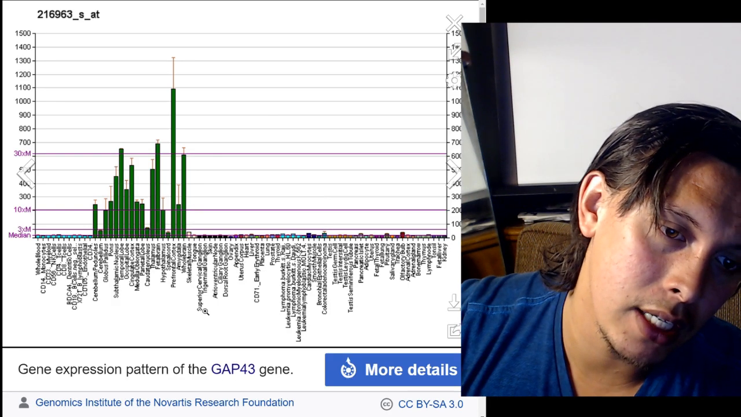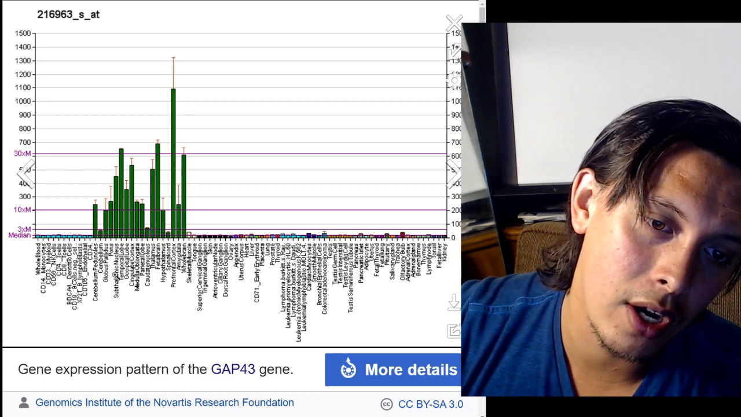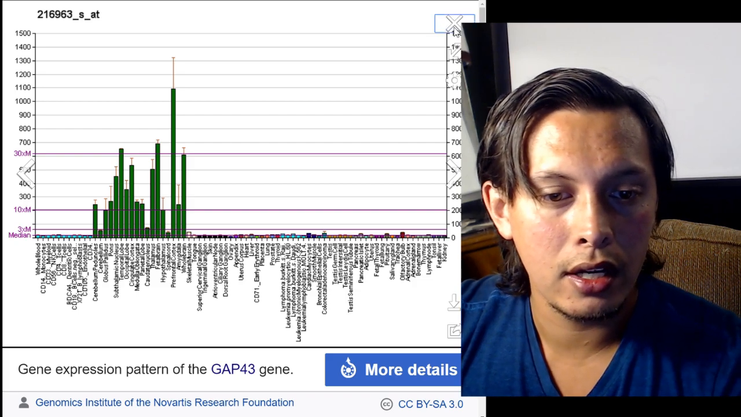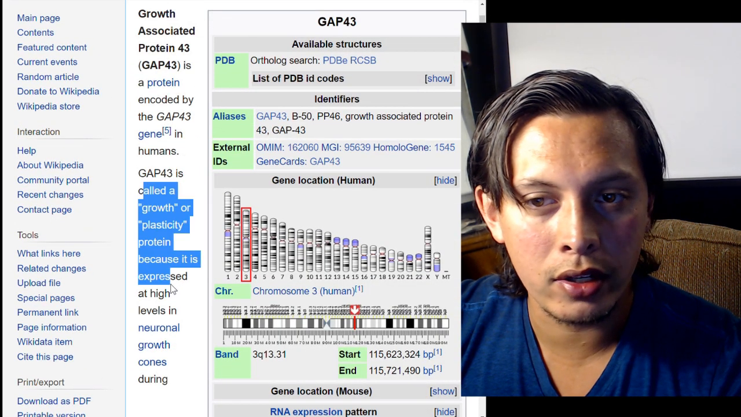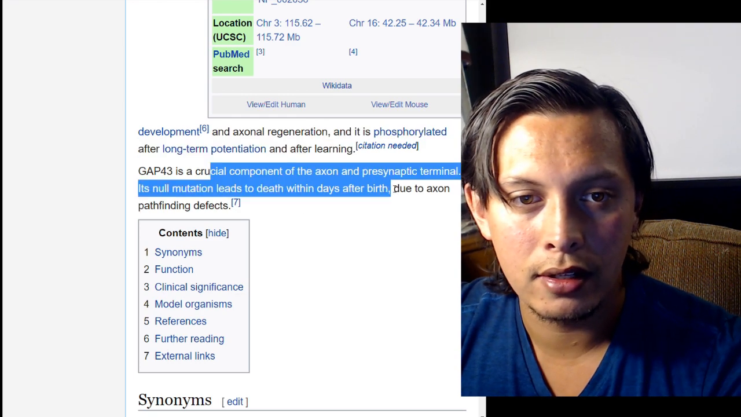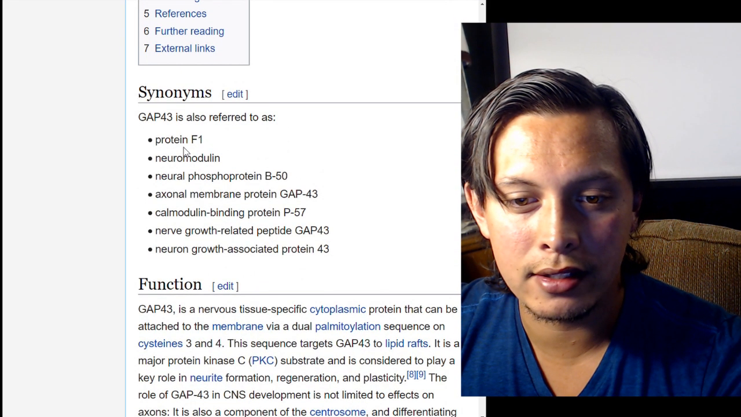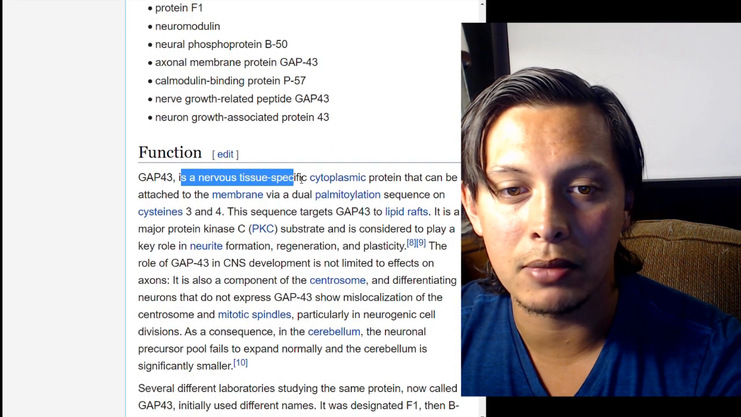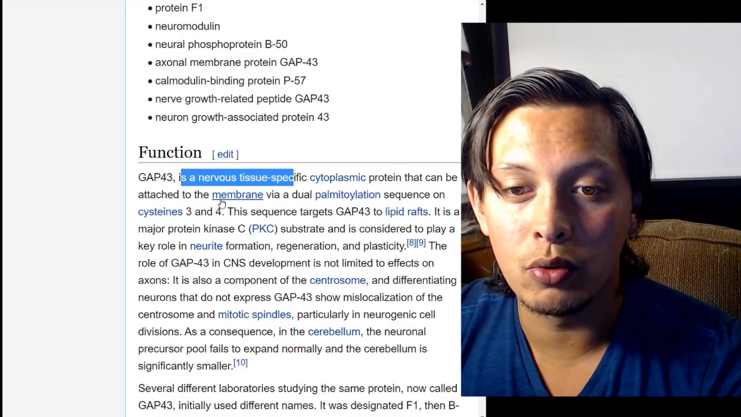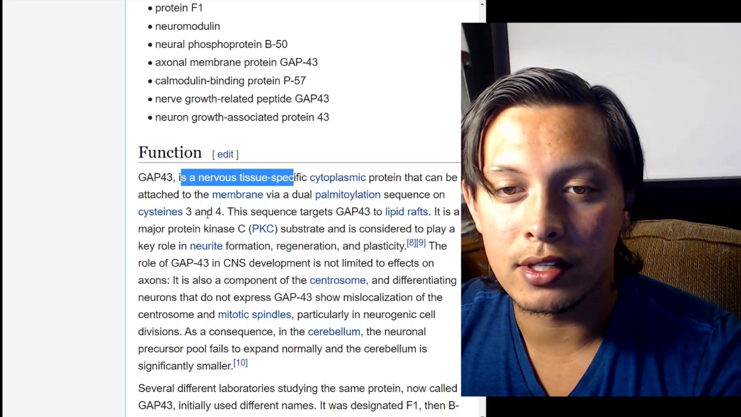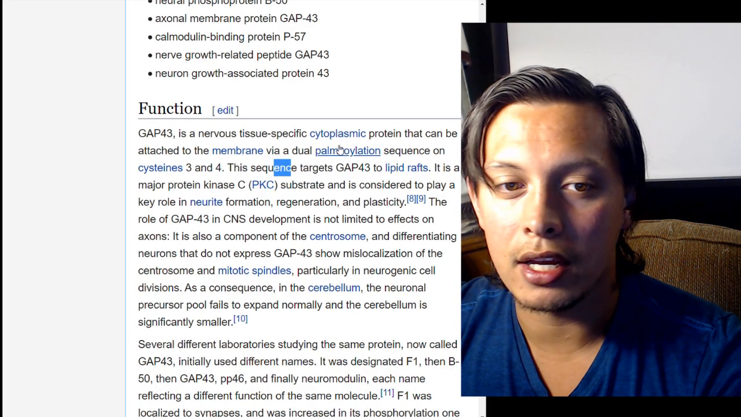So it looks like it's made in the RNA. Yeah, so a lot of it is made within the brain. So it doesn't look to me as though it is a secreted protein. It's a nervous tissue specific cytoplasmic protein that can be attached to the membrane via dual palmitoylation sequence on the cysteine 3 and 4. So this palmitoylation, oh good, it brings up a photo.